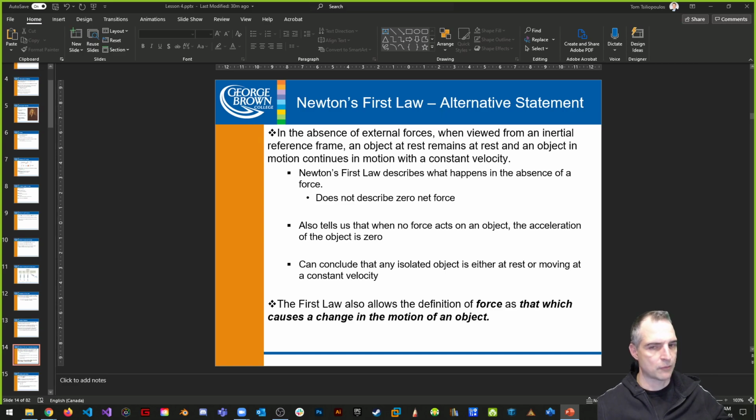Okay? So again, when you think about Newton's first law, the body, the particle that we're talking about, is not going to move unless a force is applied to it. Okay, that's Newton's first law.